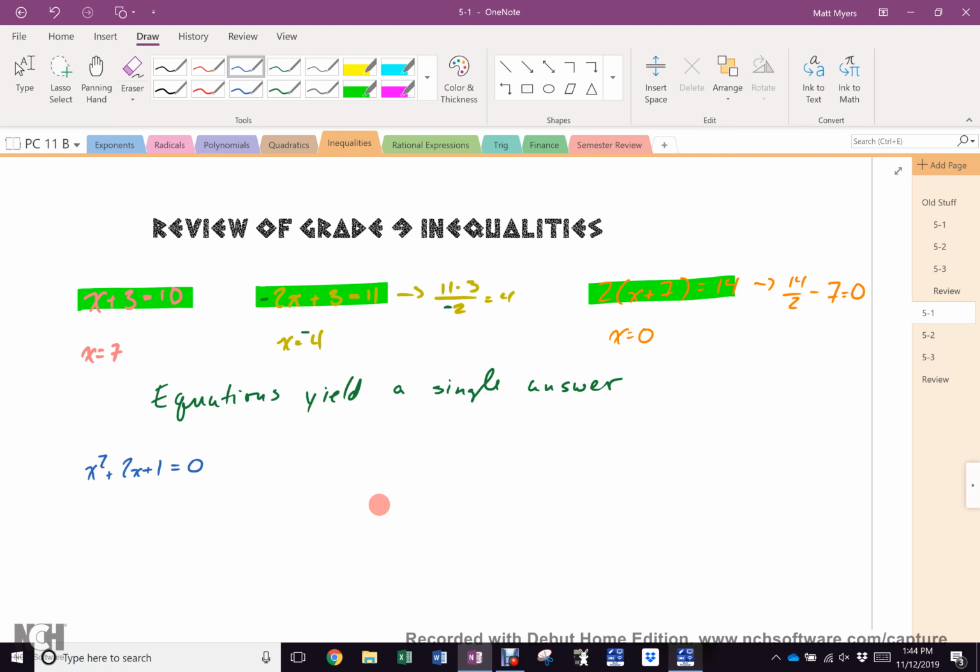You're all about to write a test on quadratics. Somebody tell me how many answers that equation has. Two identical answers, so they appear as -1, right? So that still fits in this, yeah? We could argue that that is a single answer, yeah? Okay.